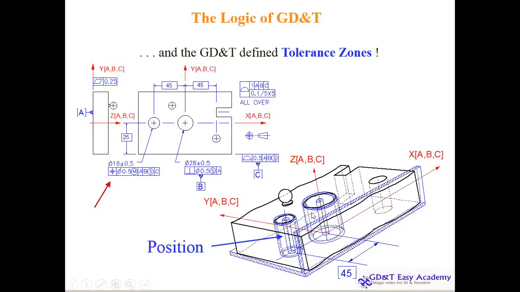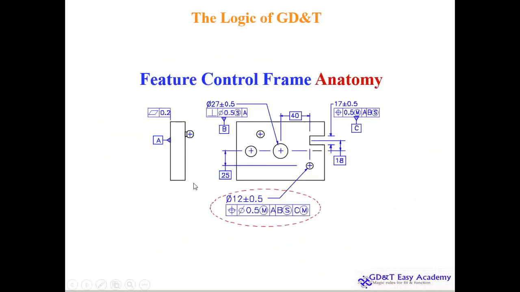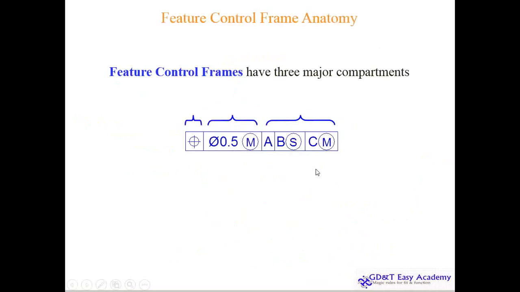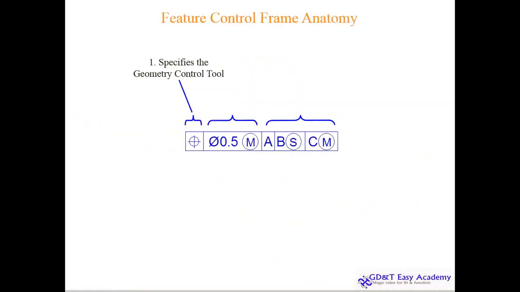Of these holes, typical holes, this is deriving. And finally, the feature control frame anatomy. If you see this red highlighted area, here you have to understand, our focus primarily now for understanding this logic is here. And the feature control frame is something like this.